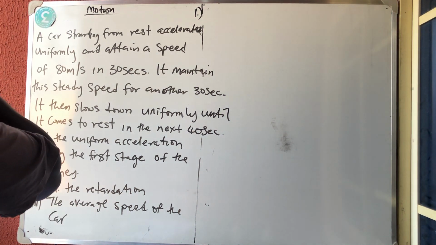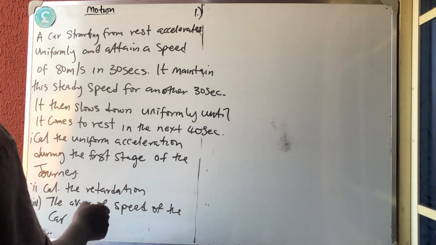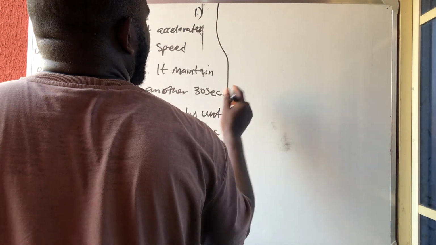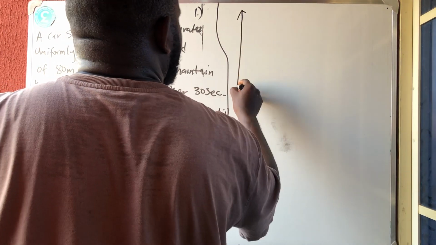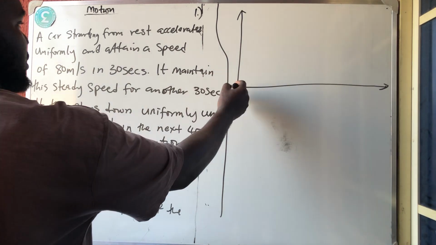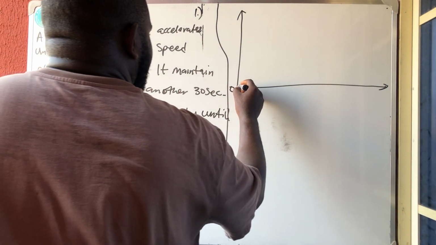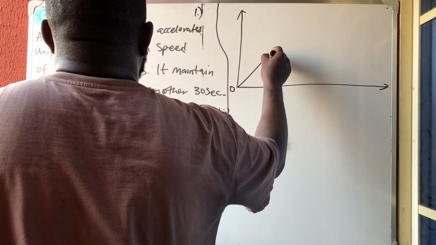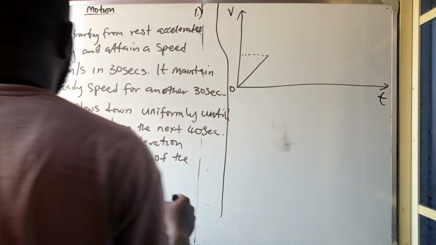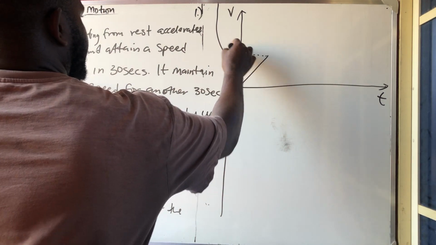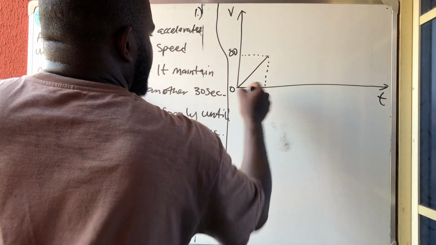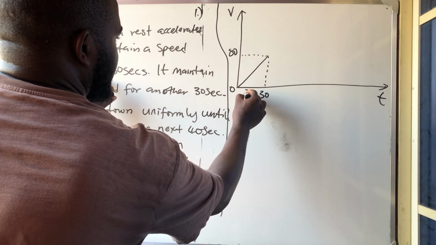So first thing we do is to draw it. Now drawing it is very simple, just like this. Now they say that a car starts from rest. This is zero, this is rest, and accelerates uniformly. This is acceleration. Okay, with a velocity, this is velocity time graph. With a velocity of 80, so here is 80. In the next 30 seconds, you trace down to time and write your 30 seconds.